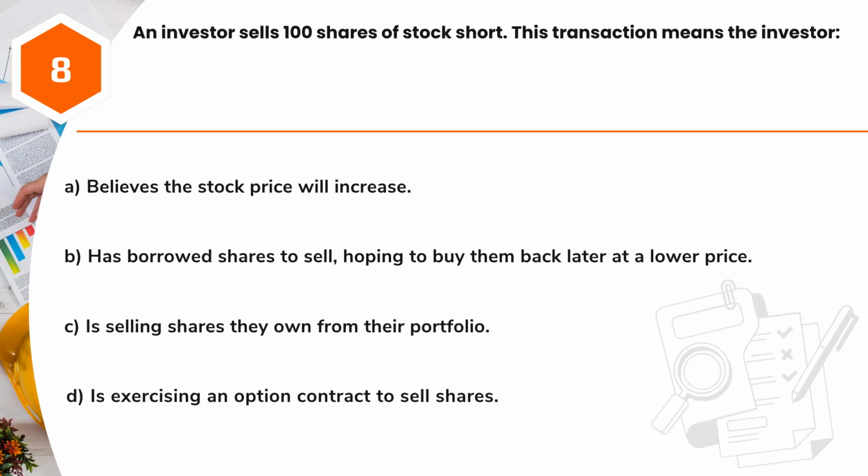Question 8. An investor sells 100 shares of stock short. This transaction means the investor A. Believes the stock price will increase. B. Has borrowed shares to sell, hoping to buy them back later at a lower price. C. Is selling shares they own from their portfolio. D. Is exercising an option contract to sell shares.